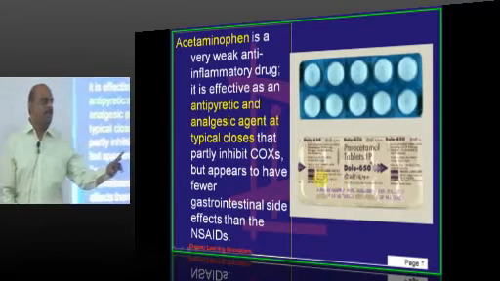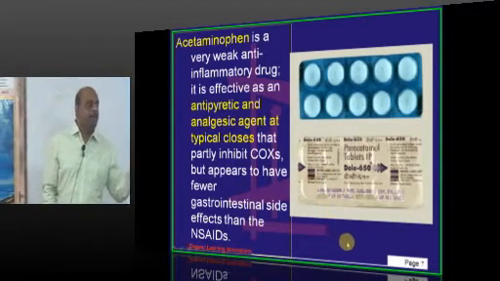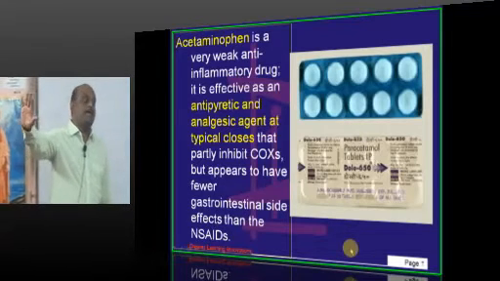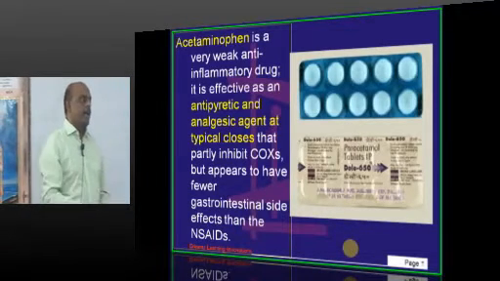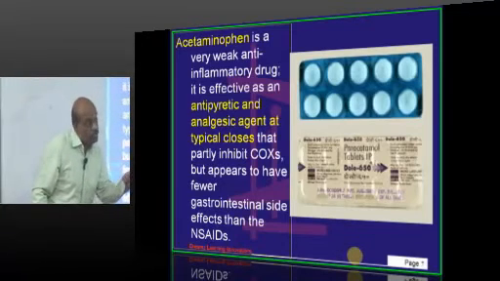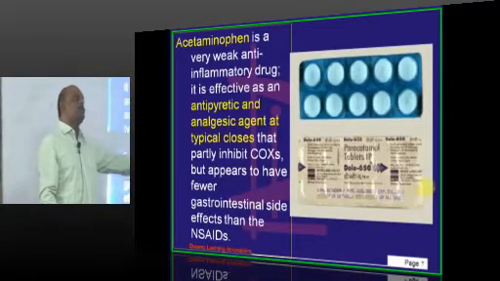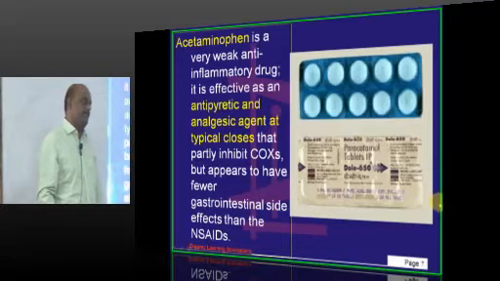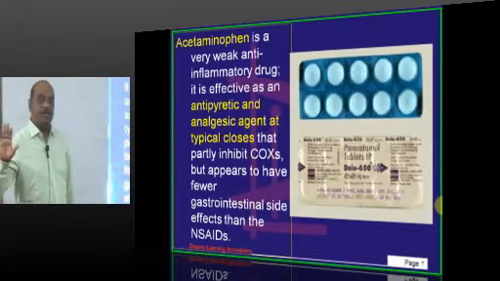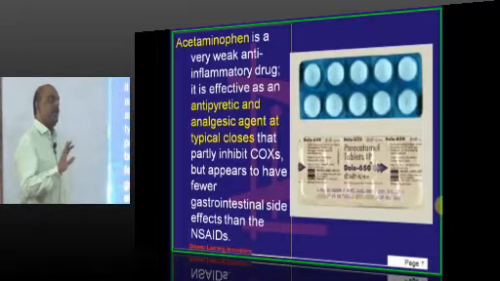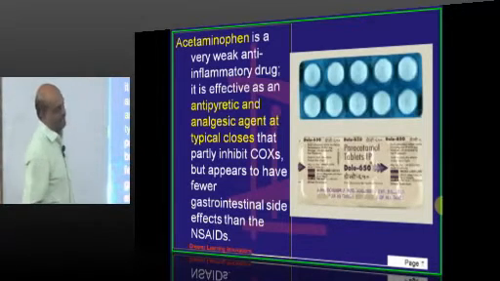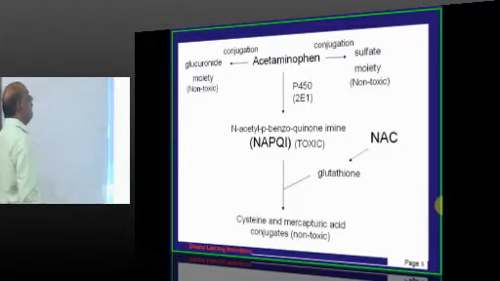So what is the difference between aspirin, ibuprofen on one hand, and acetaminophen, which is called paracetamol, on the other hand? Aspirin or ibuprofen are the NSAIDs which have anti-inflammatory and also analgesic and antipyretic action, whereas paracetamol or acetaminophen has only analgesic and antipyretic but no anti-inflammatory action. That's what you have to fundamentally understand.